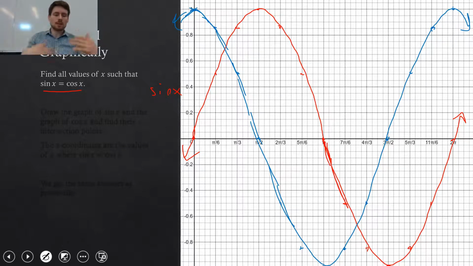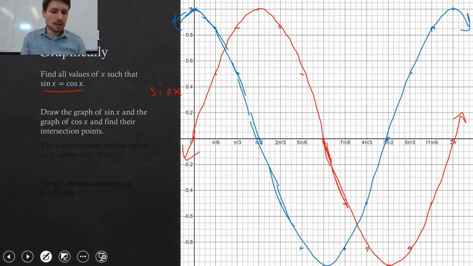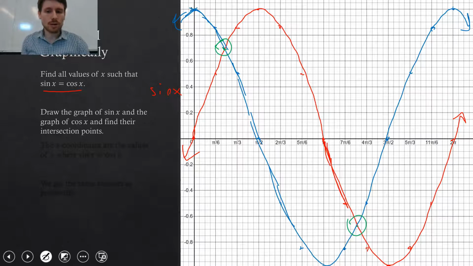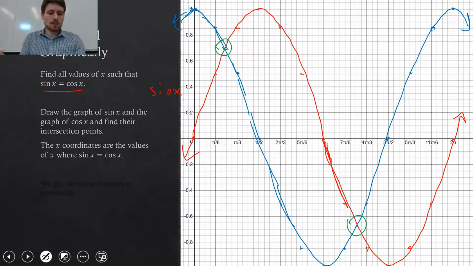Okay, so let us look graphically for the answers to our question. When is the sine equal to the cosine? So what we're interested in are these intersection points. I'll circle them. Where the two graphs have the same y-coordinate. And that is where sine equals cosine, because the answers are the sine and the cosine respectively. So we want the x-coordinates where these intersection points occur. If we want to find the y-coordinates, we can as well.